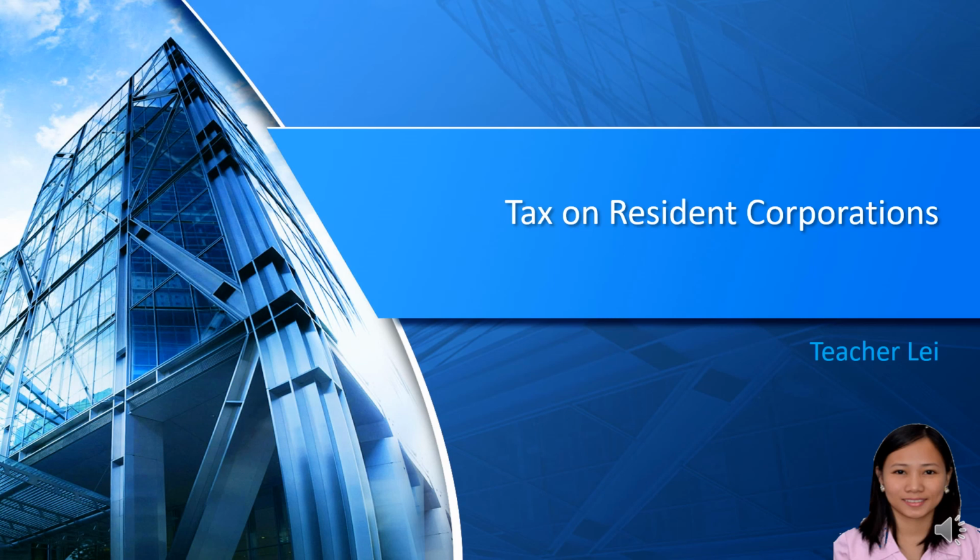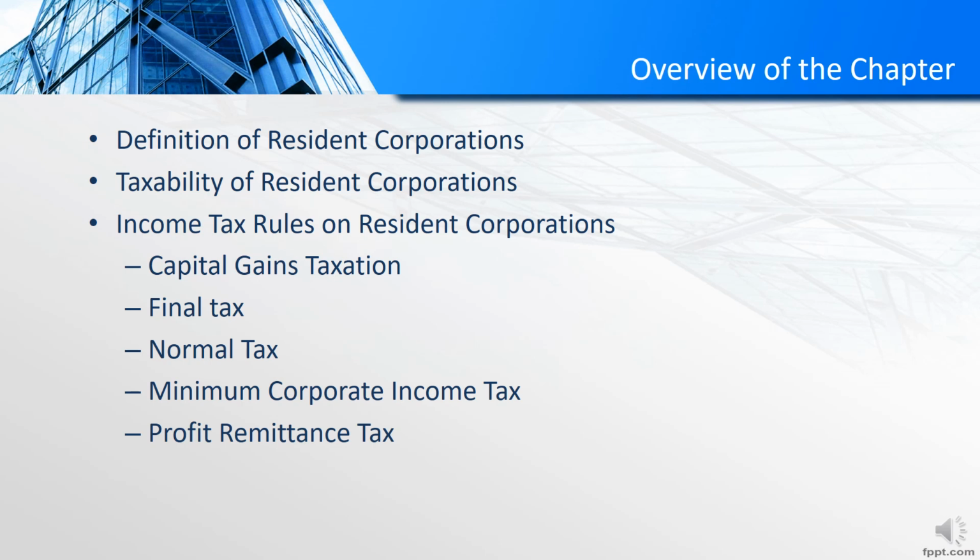Previously, we have discussed how domestic corporations are taxed. Now, we're going to discuss tax on domestic corporations. For the overview of the chapter, we're going to define resident corporations, taxability of resident corporations, the income tax rules on resident corporations, particularly capital gains taxation, final tax, normal tax, minimum corporate income tax, and the profit remittance tax.